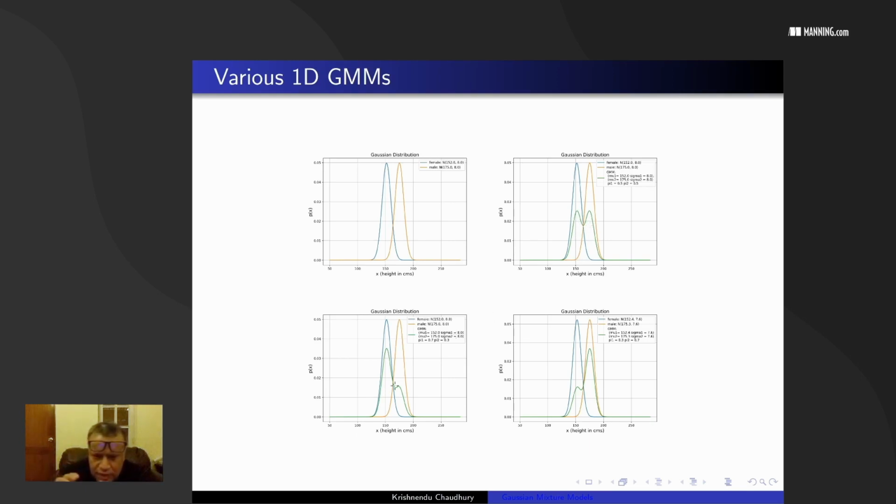Here the pi's are different: pi 1 is 0.7 and pi 2 is 0.3, which is why you see a much taller peak on the left side, the one which matches the female portion, and a much smaller value for the male portion, the right-hand peak. This is exactly the reverse of that.